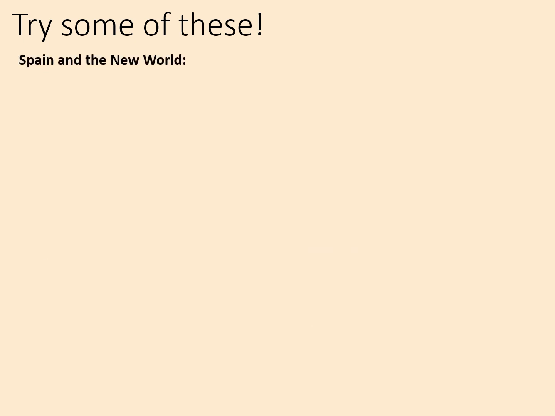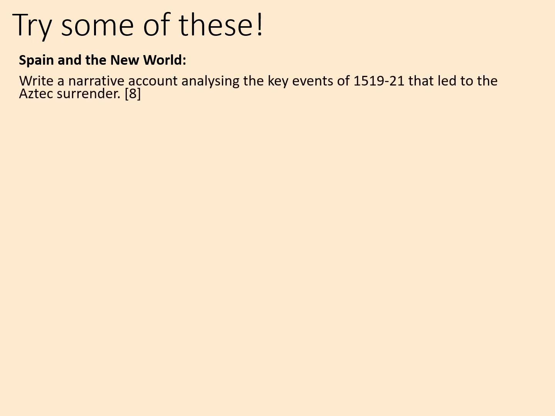If you're studying Spain and the New World, try this one. Write a narrative account analysing the key events of 1519 to 21 that led to the Aztec surrender. Your stimulus points are Cortez's expedition in 1519 and the capture of Tenochtitlan in 1521. I'll be honest, I've got no idea if I've pronounced that correctly. This isn't one of the topics I teach.